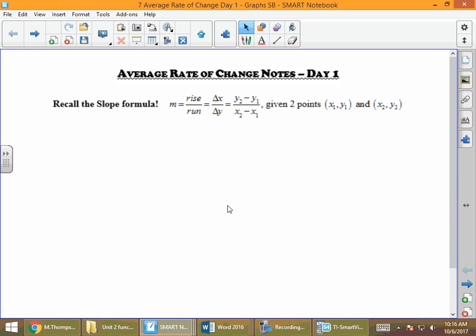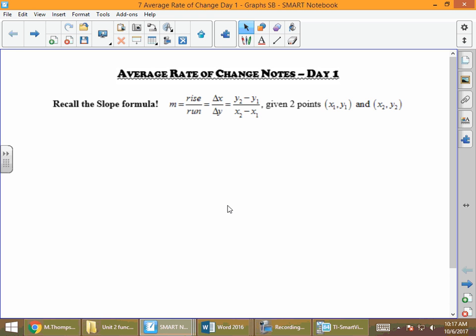Today we're going to talk about average rate of change, and we're going to spend a couple days on it. In order to talk about average rate of change, we need to go back and look at the slope formula. It turns out I have one little mistake on this front page. But the slope formula, we saw it last week when we were graphing lines. Slope is rise over run.